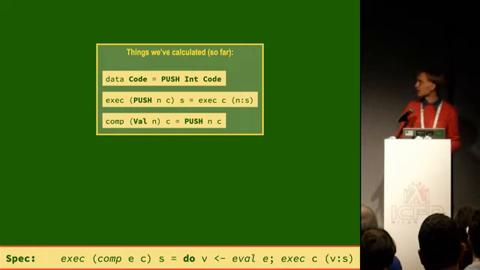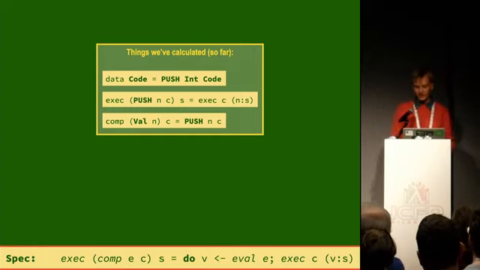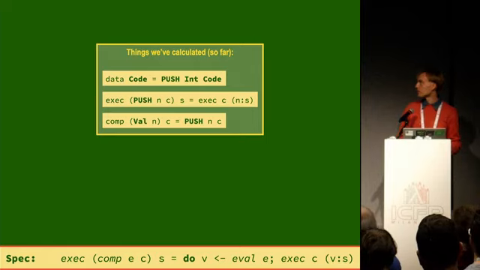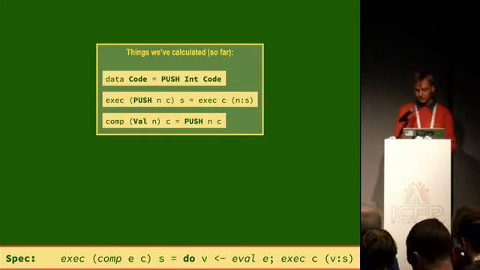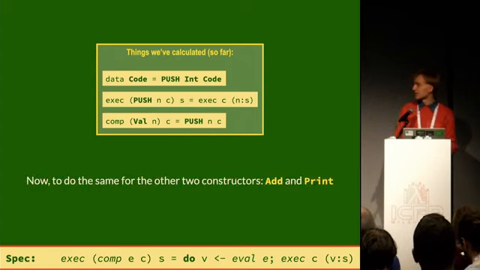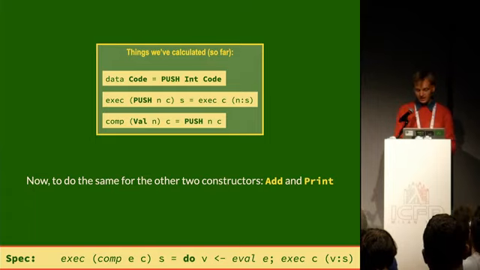And with that, we've calculated a few things already. We've calculated this one instruction of code. It's not complete yet, but we've got one instruction of it. We've calculated one defining equation for the exec function, the virtual machine. And we've also calculated one defining equation for the compiler. So really, you can imagine if we did the same for add and print, we would get a full definition of each of these things. And that's exactly what we'll do now.